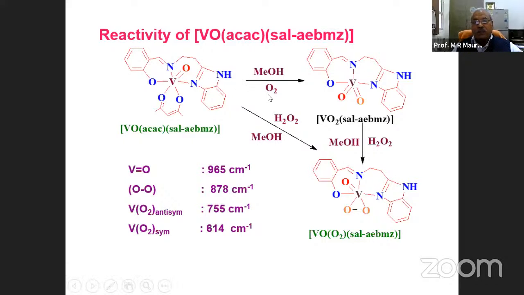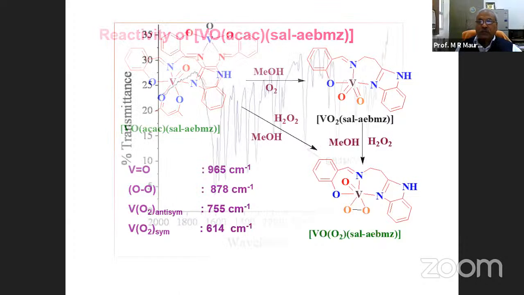Then we tried to see the reactivity of this compound with oxygen. It goes to the dioxo, but when we take H2O2, it responds very nicely to give the peroxo compound. By IR, we can characterize them very nicely, because here we have an oxo group and we have a peroxo group. So these three peaks are for the peroxo species. We can characterize them after isolating them.